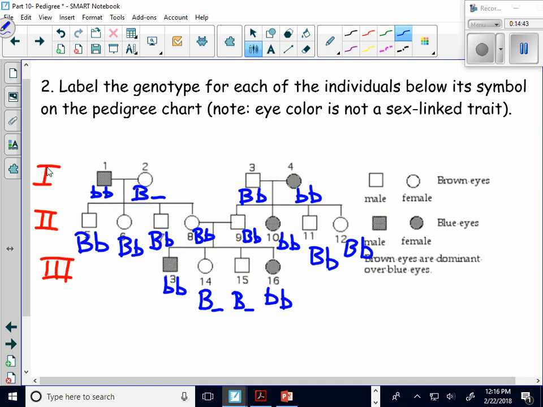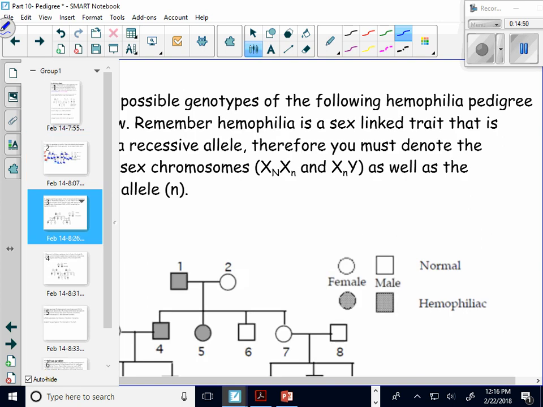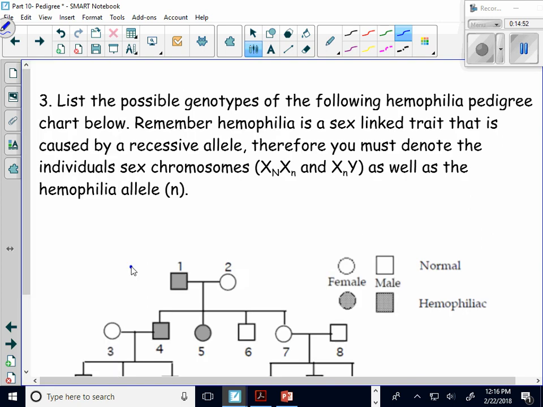Let's flip over to page 37 of your interactive notebook. Get into a different one now, because what's different about this one? Go ahead and read it. What's different about this one? It is, Fletcher, it is sex-linked. So that tells us that I've got to keep track of what? X's and Y's, right? X's and Y's.